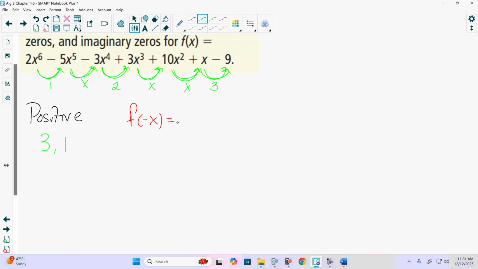Now, finding the negative zeros, we take f of negative x. Now, we went through this process a little more in depth yesterday, where we plugged negative x into every x and then did the simplification. But the biggest thing we got from it is if the exponent is even, the sign stays the same. If the exponent is odd, we change the sign for this f of negative x.